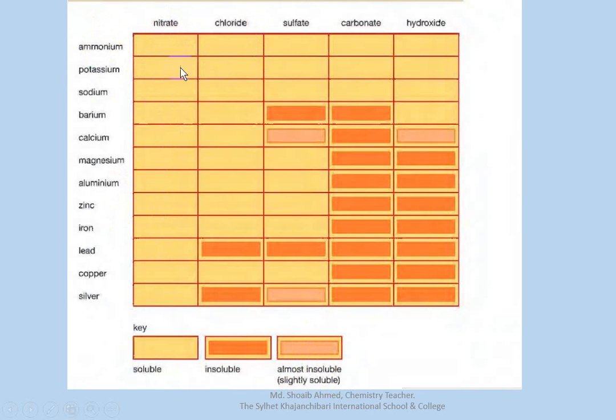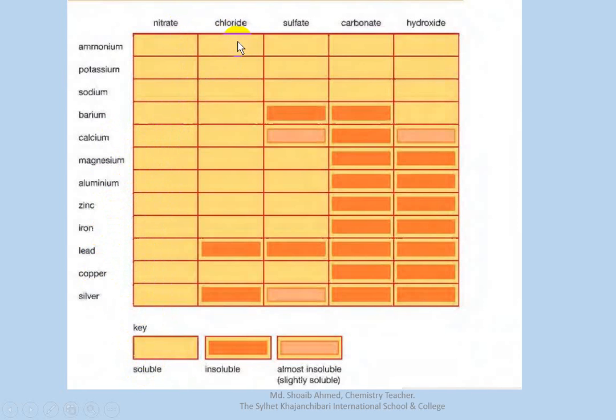So we have seen here all nitrates are soluble, like ammonium nitrate is soluble, potassium nitrate is soluble, sodium nitrate is soluble, barium nitrate soluble, calcium nitrate soluble, magnesium nitrate soluble, aluminum nitrate soluble, zinc nitrate soluble, iron nitrate soluble, lead nitrate soluble, copper nitrate soluble, silver nitrate soluble. So all nitrates are soluble. This is the soluble sign.